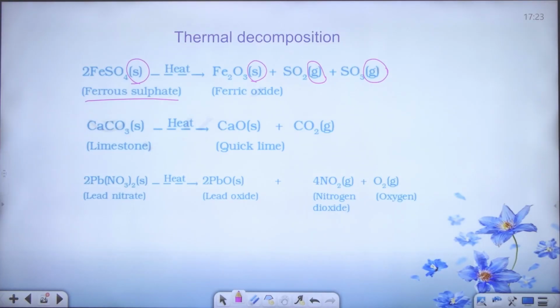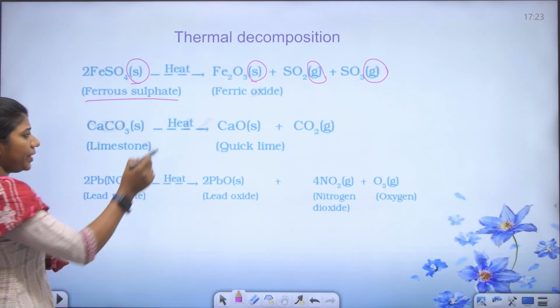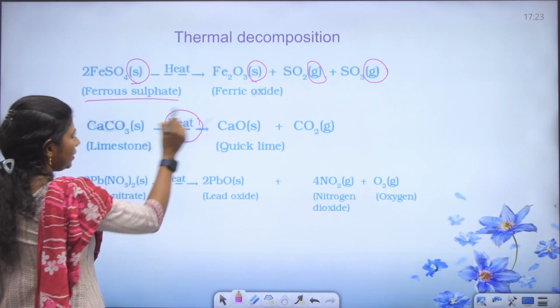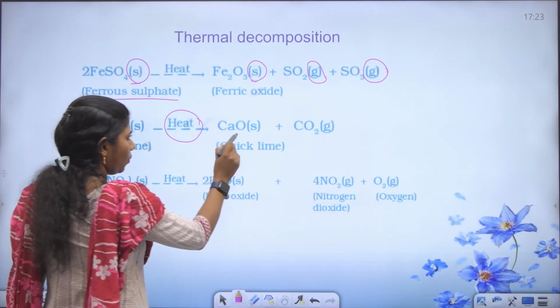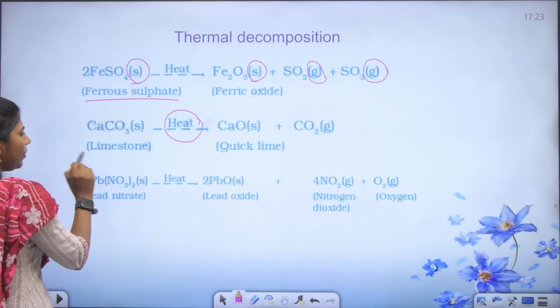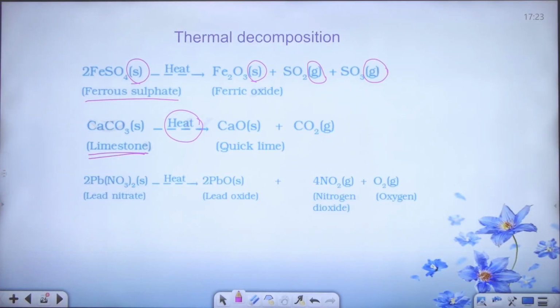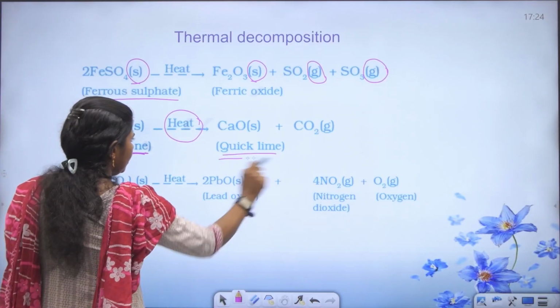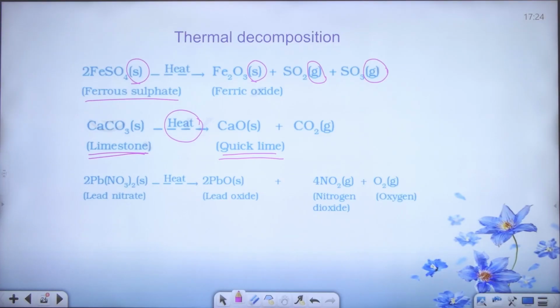Then the next example is decomposition of calcium carbonate. Calcium carbonate decomposes in the presence of heat to form calcium oxide and carbon dioxide. Calcium carbonate is also known as limestone. Limestone decomposes in the presence of heat to form calcium oxide. Calcium oxide is also known as quicklime. So what is quicklime? Quicklime means calcium oxide. What is limestone? Limestone is calcium carbonate. And ferrous sulfate is FeSO4, ferric oxide is Fe2O3.